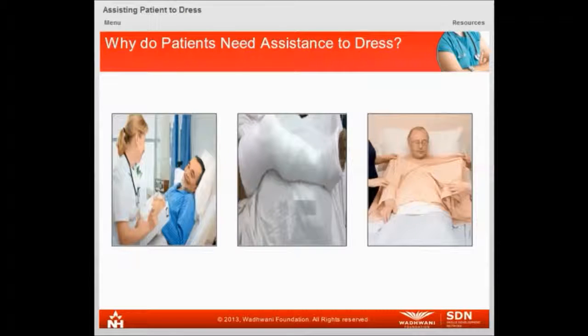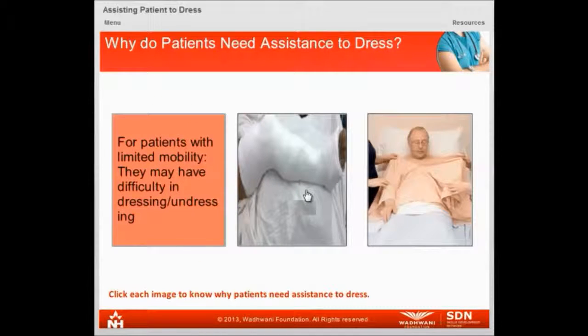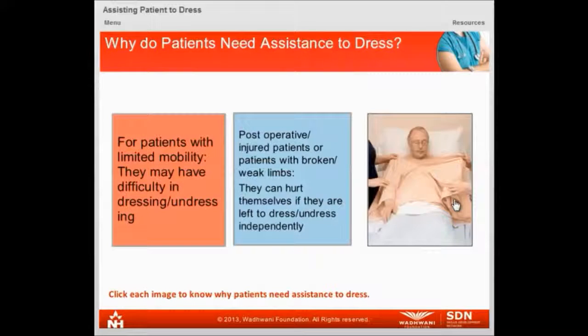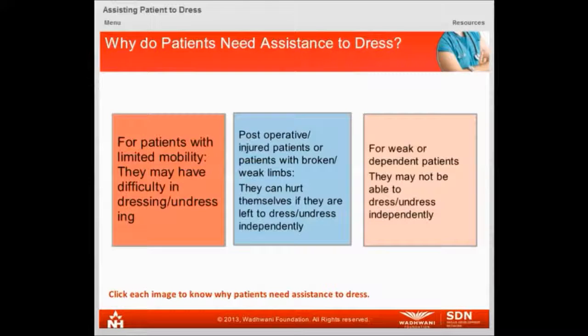Why do patients need assistance to dress? Click each image to know why patients need this assistance. For patients with limited mobility, they may have difficulty in dressing or undressing. Post-operative, injured patients or patients with broken, weak limbs can hurt themselves if they are left to dress or undress independently. For weak or dependent patients, they may not be able to dress or undress independently.